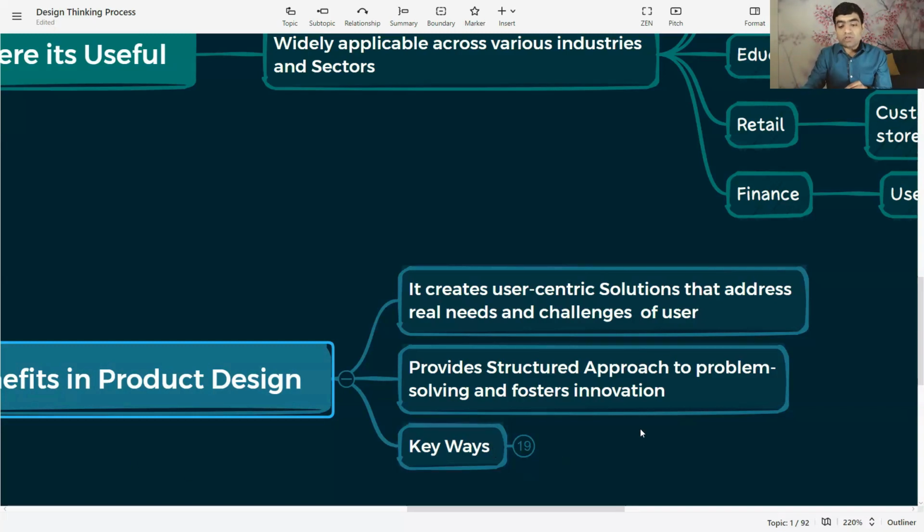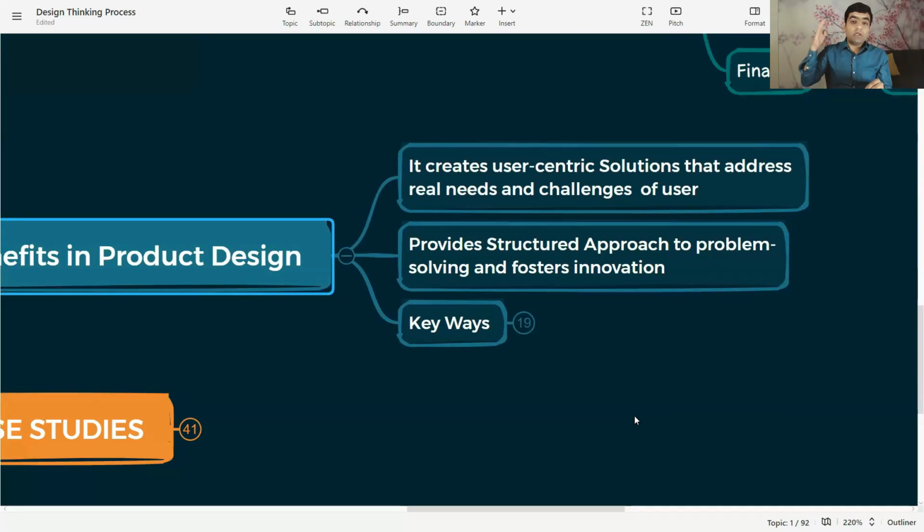It provides a structured approach to problem solving and fosters innovation, right? Those who are working in the innovation department or R&D department will deal with this design thinking process, because they have to understand the exact problem the user is facing, and they have to follow this process, these steps, and they can create more innovative models there, okay. So innovation is a byproduct of this design thinking process.